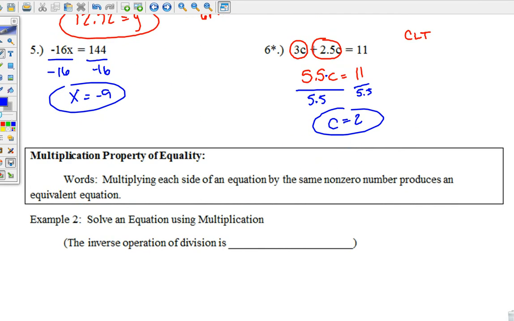All right, next part here is the multiplication property of equality. It's the same type of thing, but the key part here is non-zero number. You cannot divide by 0, so as long as you divide by anything other than 0, you're going to be good. The inverse operation of division is multiplication.